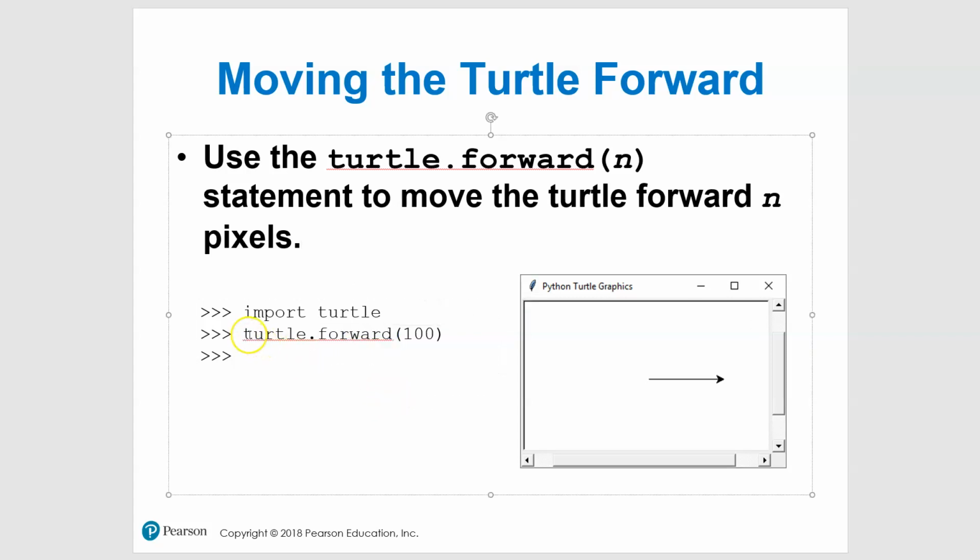But I have to tell it where it's going to come from, so which library it's going to come from. So I'm going to say turtle dot, and then forward is my command here, and then in parentheses, this forward function I have to define where it's going to go. So the argument I'm passing in here is 100, so it's going to move forward 100 pixels. Okay, so that's the way this works.